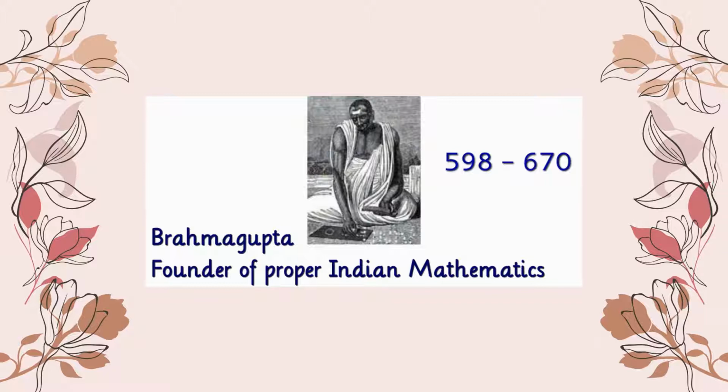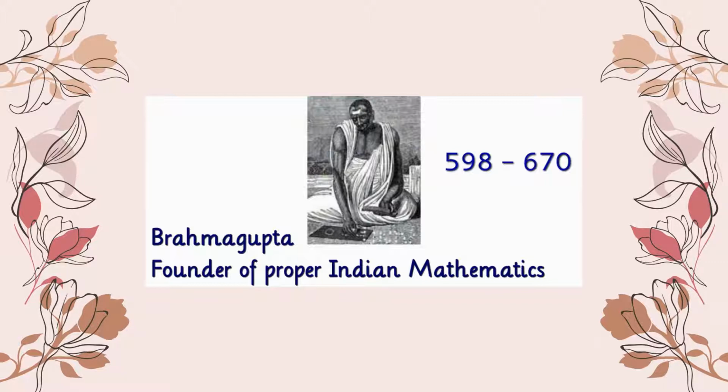Brahmagupta was an Indian mathematician and astronomer. He has been given credit for his contributions to mathematics and astronomy, and he is also the author of many books related to math and astronomy. This was his first book and one of his most important works, that is Brahma Siddhanta.